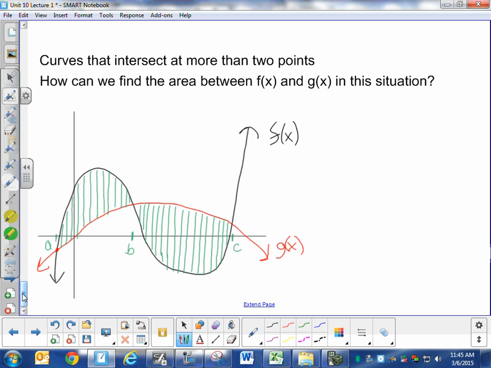Sure, because we have two different what? Yeah, we have two different tops. F is the top from A to B, but then from B to C, G's above F. So two different tops, we need two different integrals. We'll need one when F is the top, and we'll have to add one when the G is the top.